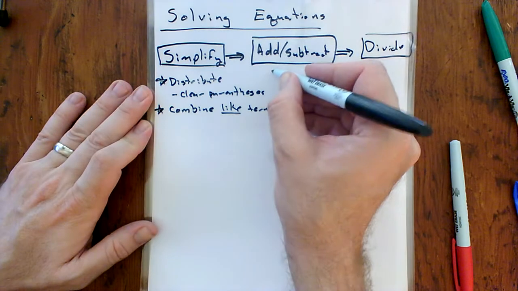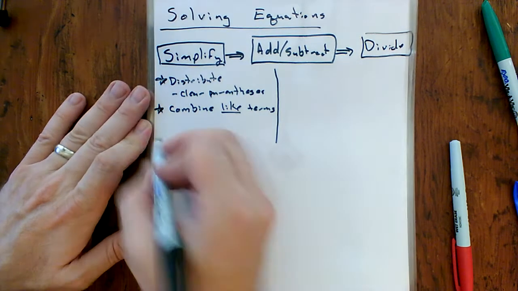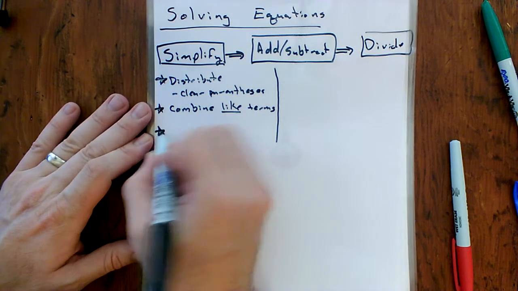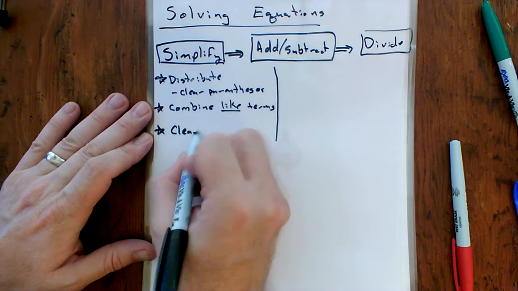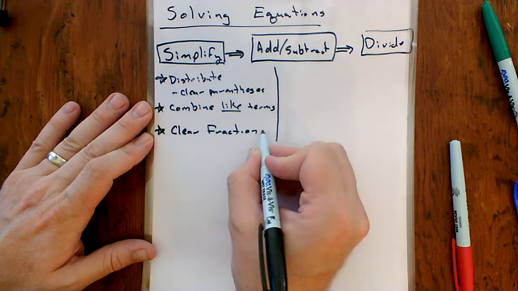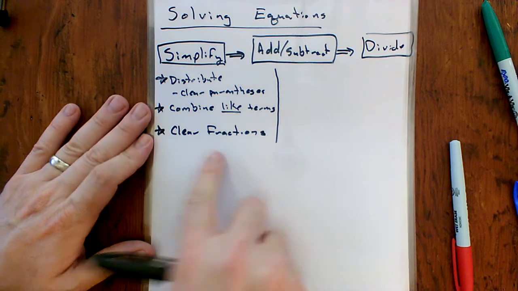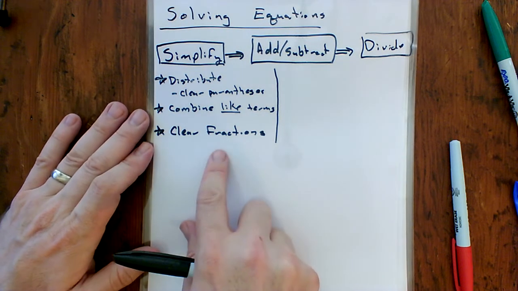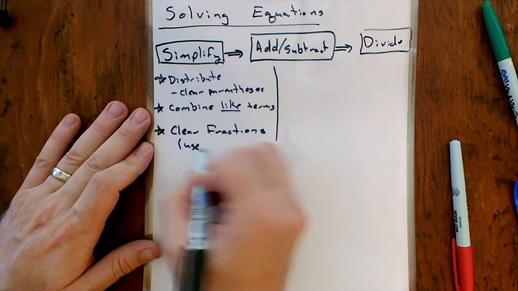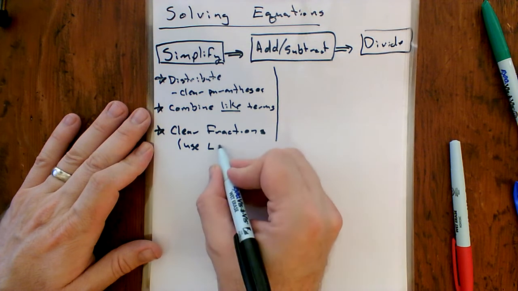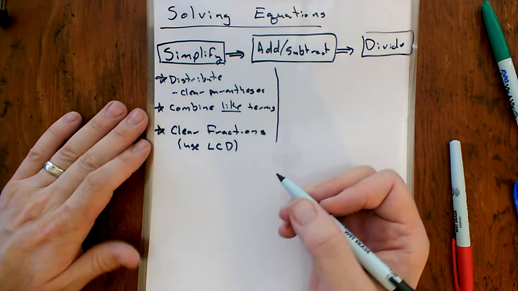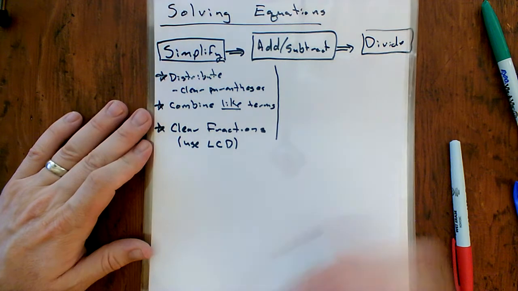And I'm going to put this out here just because it's useful. We're also going to do this. We're going to clear our fractions. Now I'm going to make a separate video just on this, but I'll give you at least one example here. We can clear fractions, and to do that we will use that least common denominator, that lowest common denominator. But we'll show you what that would look like.